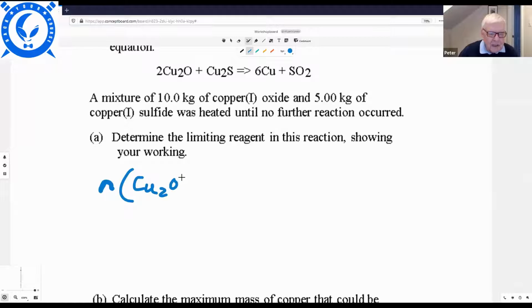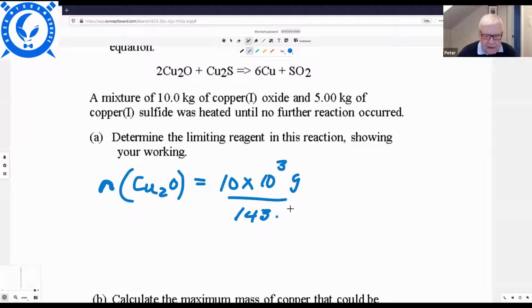N of Cu2O is then the weight of the copper oxide, which is 10 times 10 to the 3rd in grams, divided by the molecular weight of copper oxide. I assume you all know how to do that. That's 143.1 grams, and that works out to 69.9 moles.